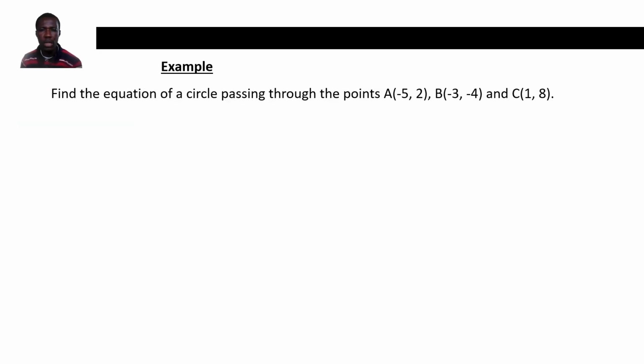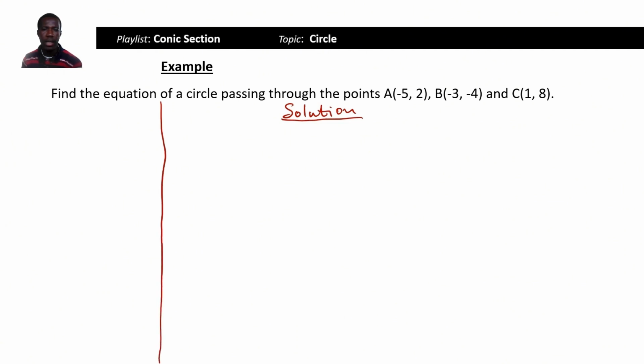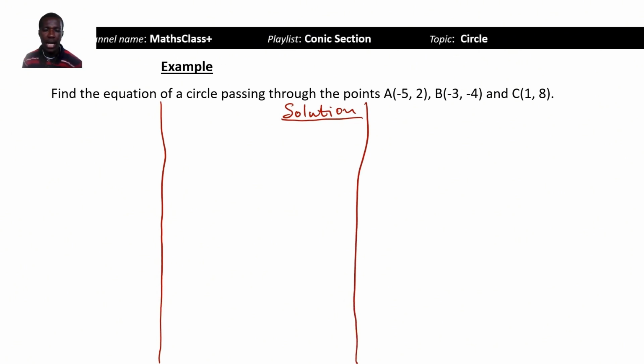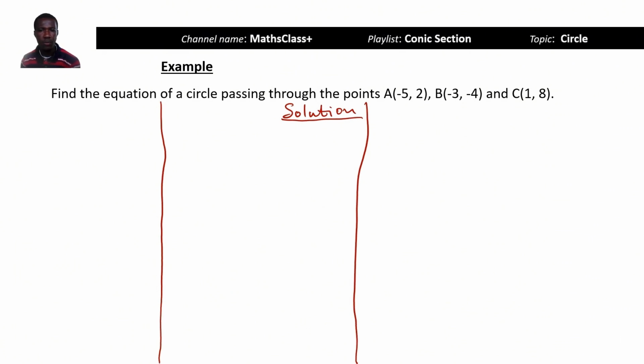Now we are going to use another method to solve the same question. In this method, we are going to find the perpendicular bisectors and then use them to determine the center, and then with the center and any other point, we can continue to find the equation of a circle.